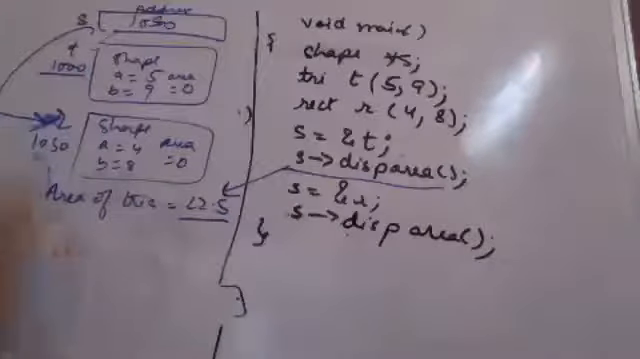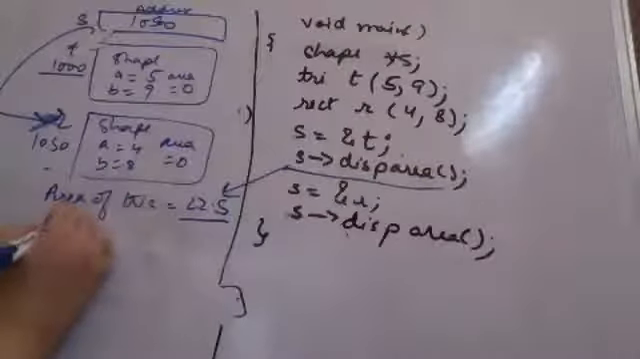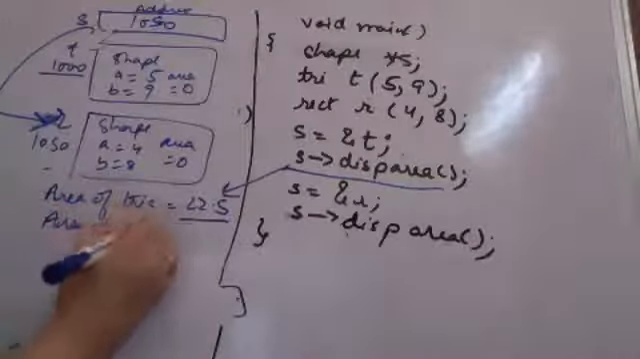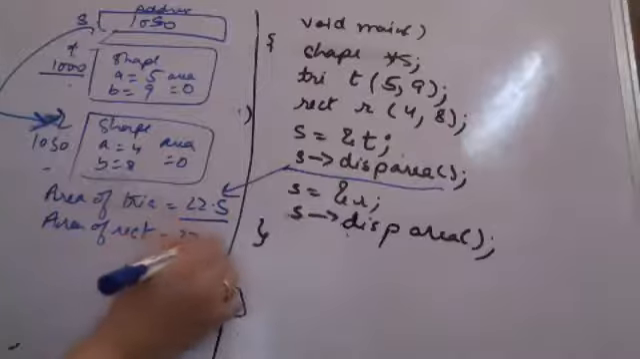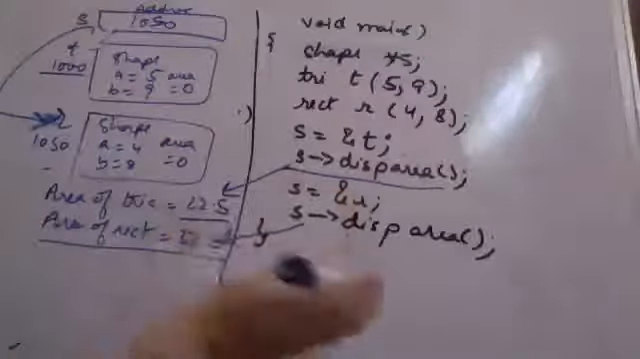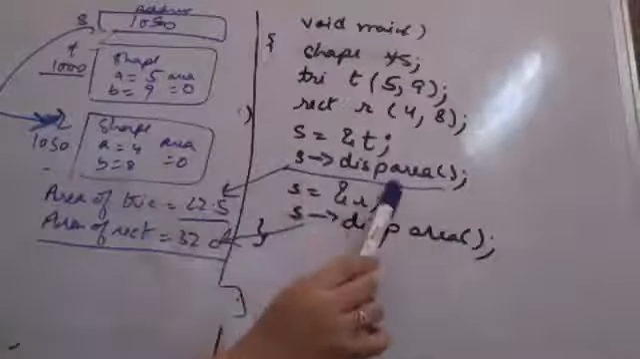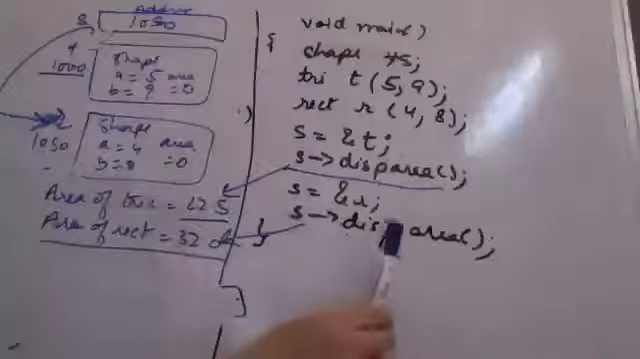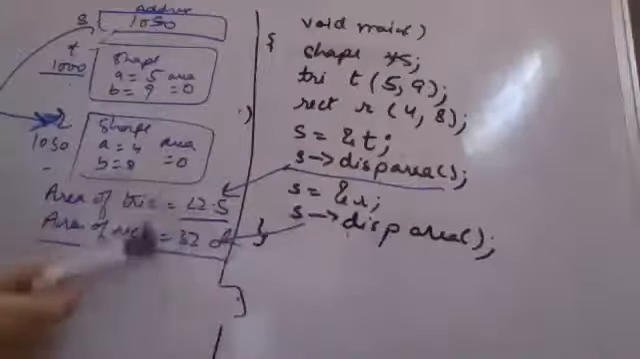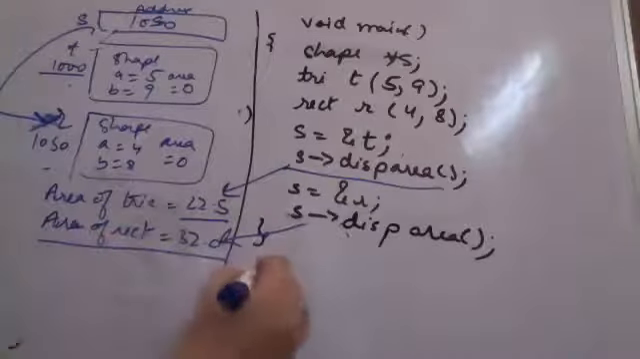What is happening in rectangle? Area is 4 into 8, which comes out to be 32. So it is writing that area of rectangle is equal to 32.00. Something like this is printed. So the same statement, S arrow operator display area, the same statement is calling different functions. And this is happening at runtime.